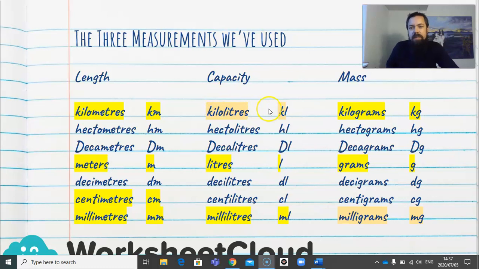Okay, so kiloliters also appears on the water bill that your parents might get every month. And then we looked at mass, which the easiest thing to do is to understand it as being weight. So when you think of the word weight, you're actually thinking of mass.